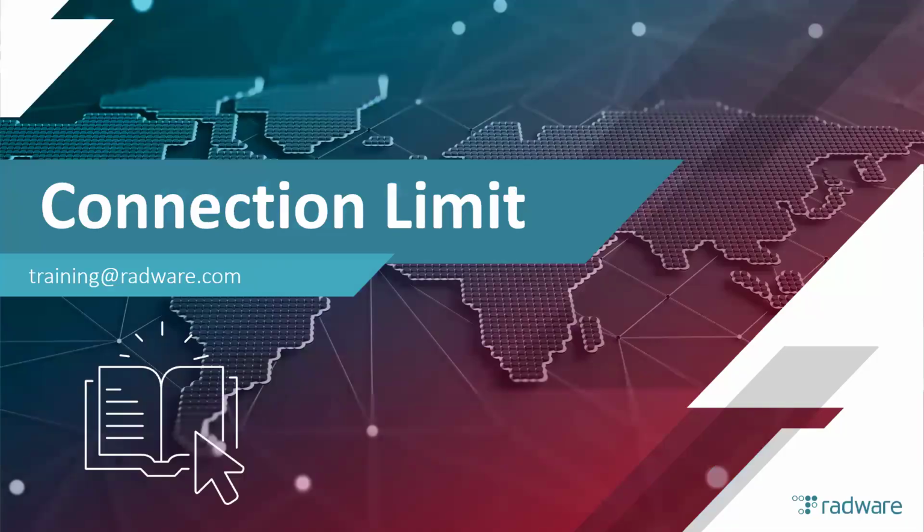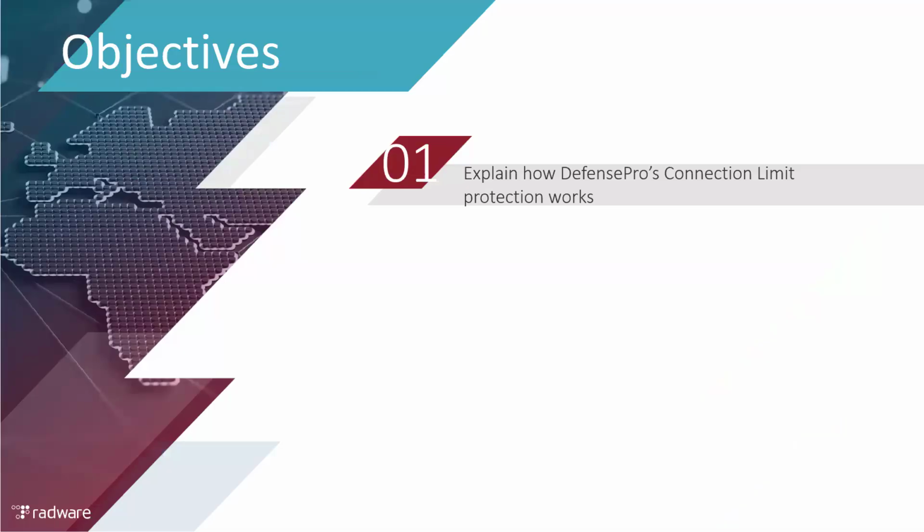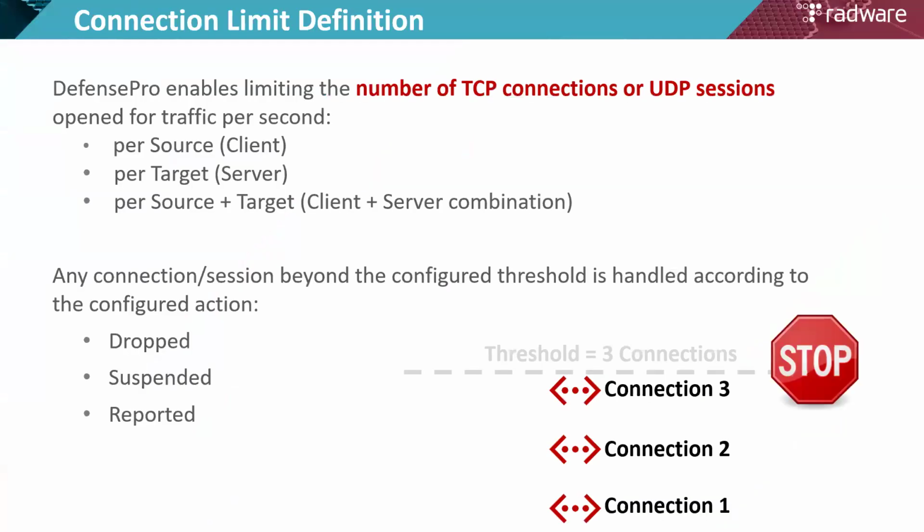Next we have connection limit. This is another feature that we have when it comes to DefensePro: connection limit profiles. Now, this is used to limit the number of TCP connections or UDP sessions open for traffic. So here we are simply limiting the number of TCP connections or the UDP sessions.